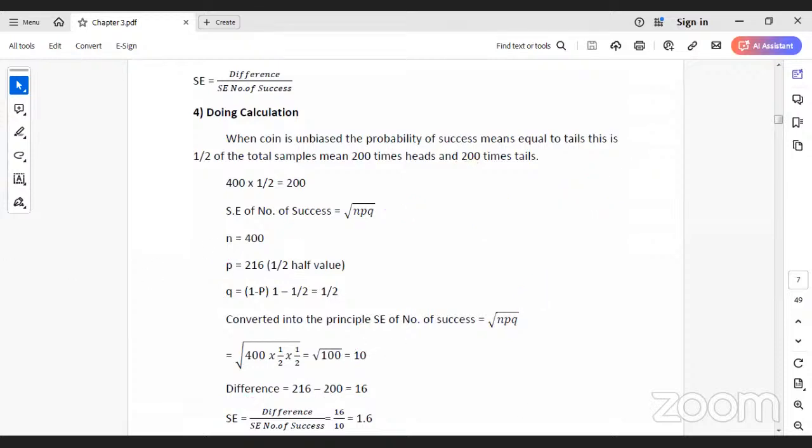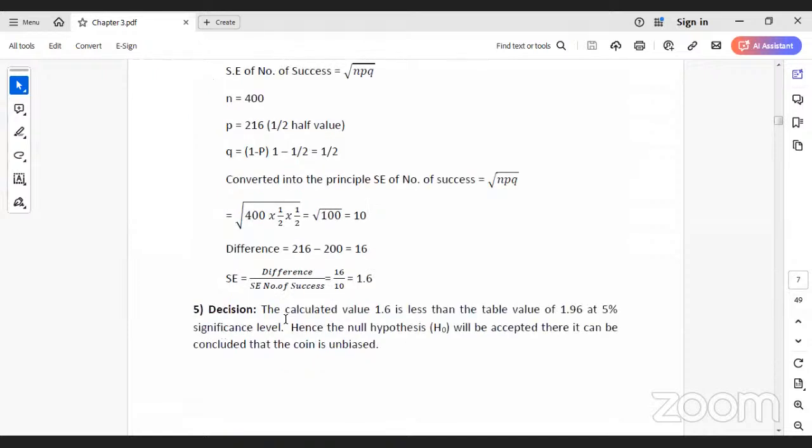Okay, that is a calculated value. So after getting the calculated value, we have to write the decision. Decision means the last step. We can say decision rule, comment, conclusion, or decision also. The calculated value 1.6 is less than the table value of 1.96 at 5% significance level.